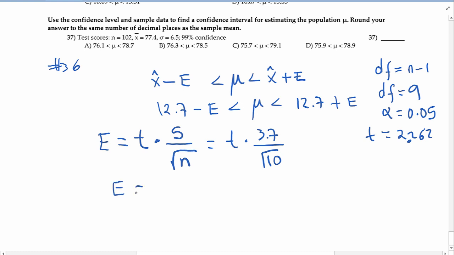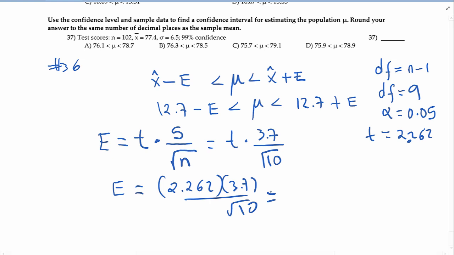Now what we do is we put that value in. So the error is going to be 2.262 times 3.7 divided by the square root of 10. That gives me 2.262 times 3.7 divided by the square root of 10, and I get 2.65. So I'm ready to build my interval.